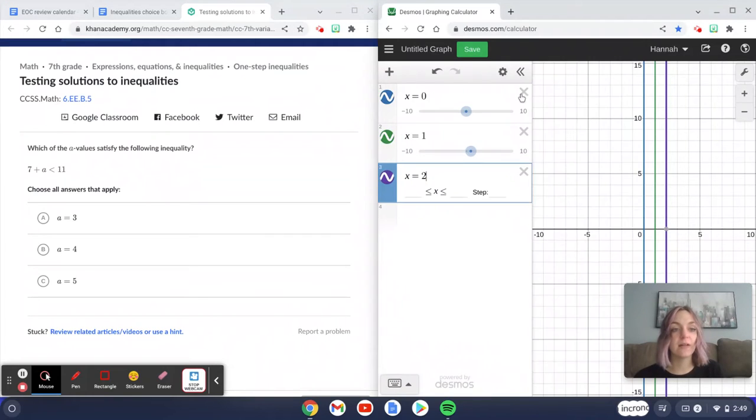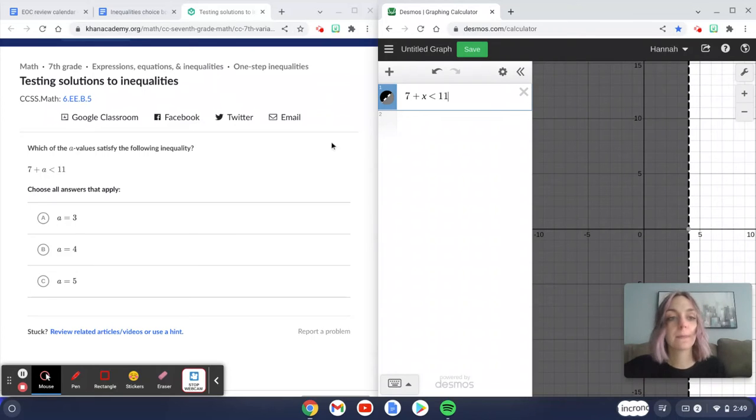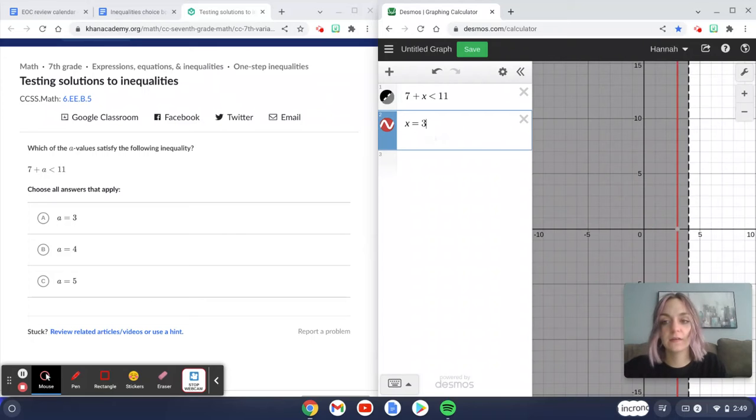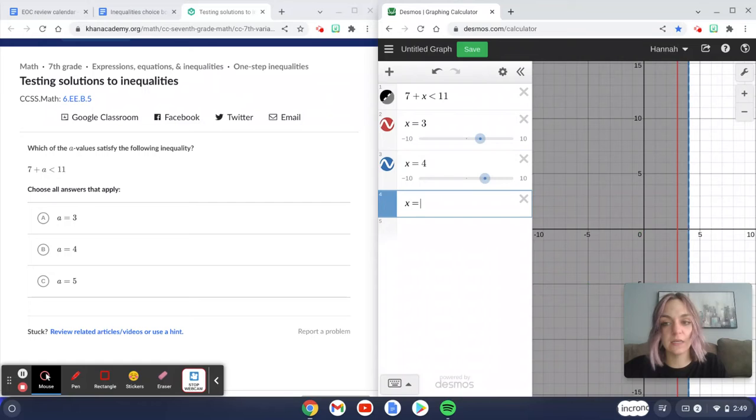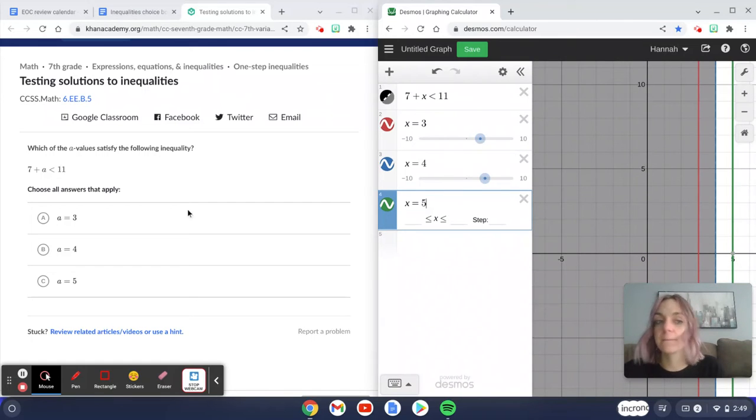So I've got 7 plus a is less than 11. So 7 plus x is less than 11. And then what's going to satisfy my inequality? I have x equals 3, x equals 4, and x equals 5. So x equals 3, this red line, immediately, yes, it's in my shaded region.